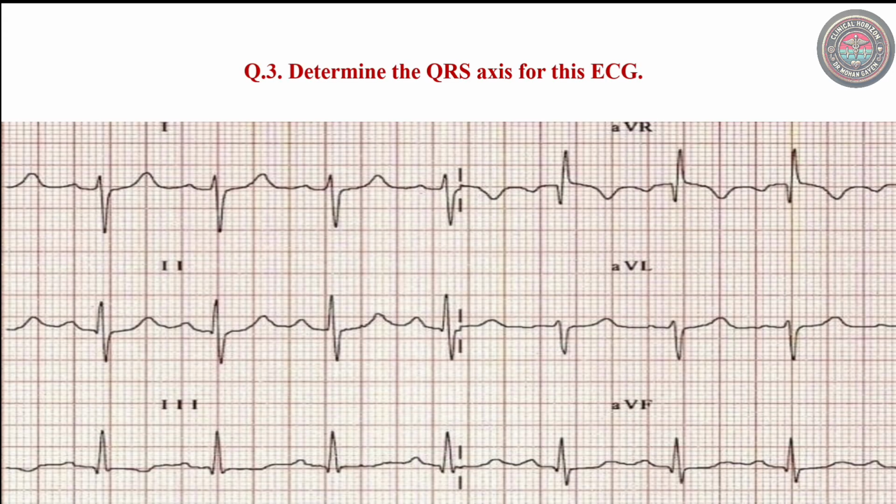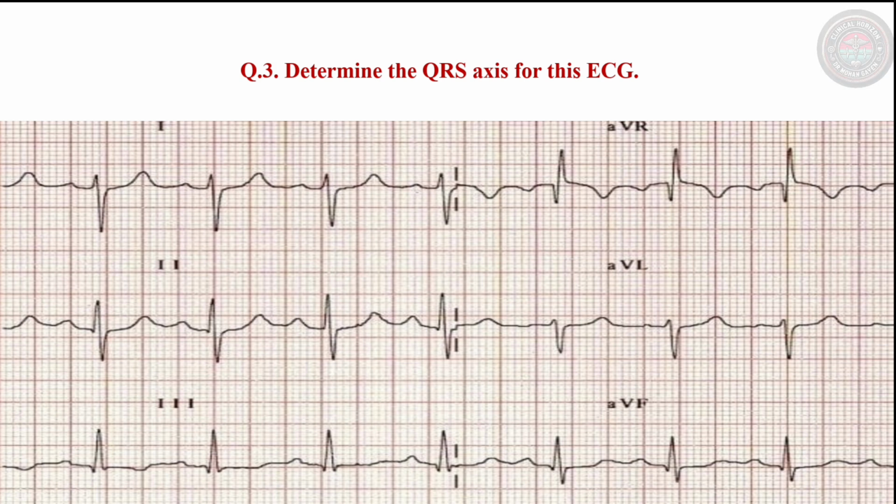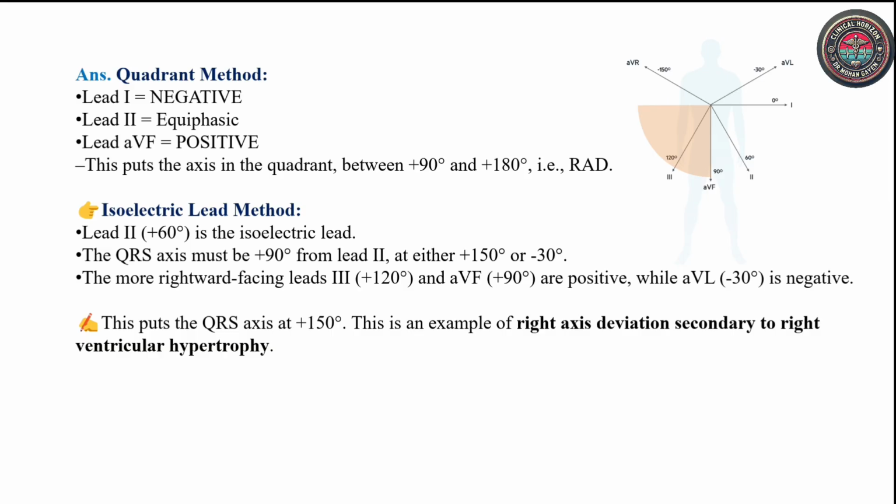Case 3. An ECG reveals lead 1 has a negative QRS complex. Lead AVF has a positive QRS complex. What is the axis, and what condition could be responsible for this finding? Using the quadrant method. Step 1. Check lead 1. The QRS complex is negative in lead 1, meaning the electrical impulse is directed toward the right side of the heart. Step 2. Check lead AVF. The QRS complex is positive in lead AVF, meaning the electrical activity is moving downward.